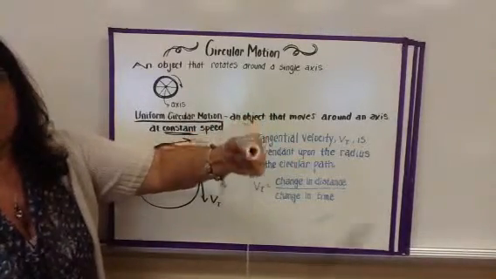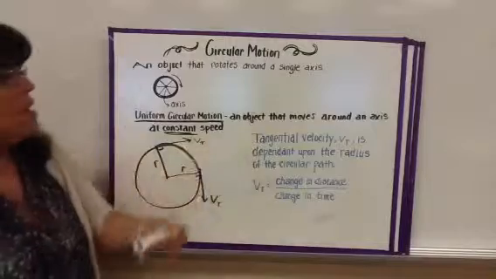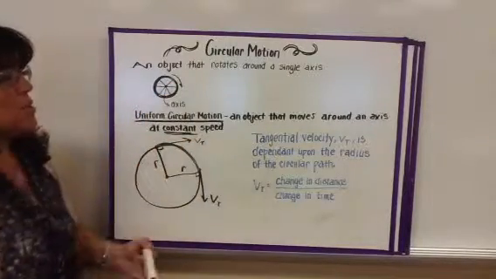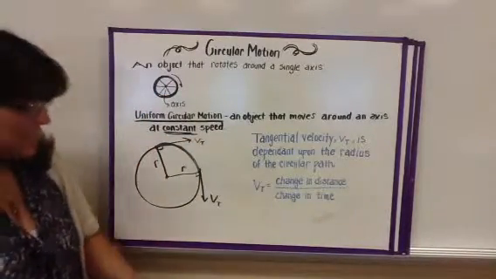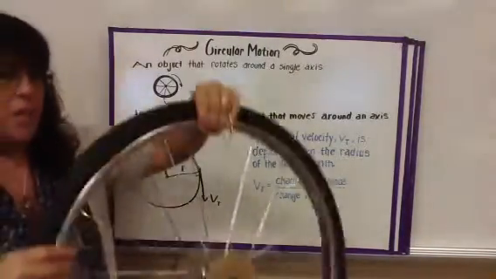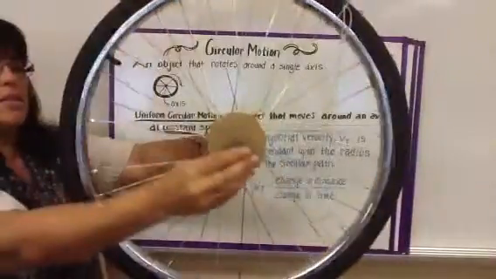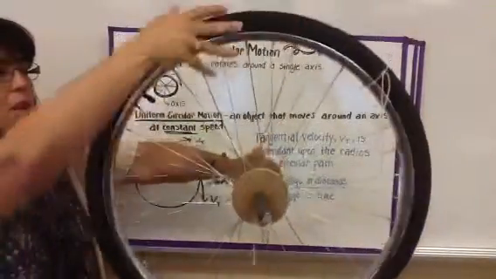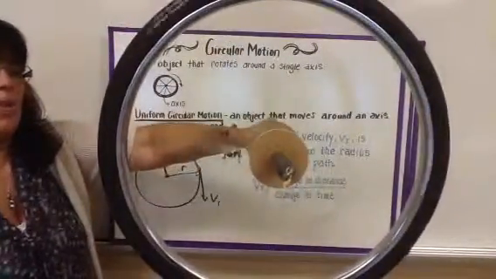So we have circular motion, you can see the circle right there, and this is going to be an object that rotates around a single axis. Another example is going to be a tire wheel. So I have a tire wheel right here, and this is the single axis right through the center, and it's going to be an object that's rotating around.